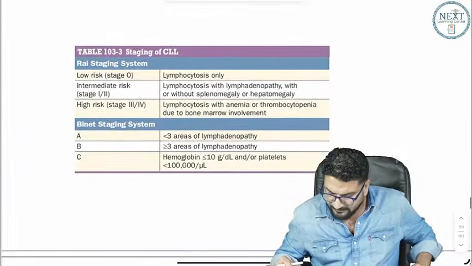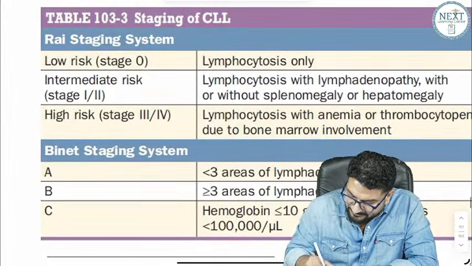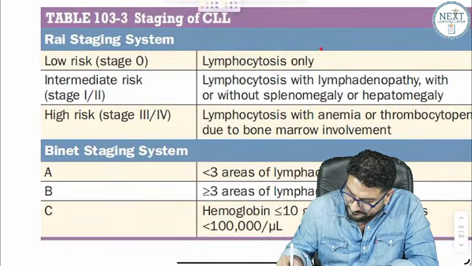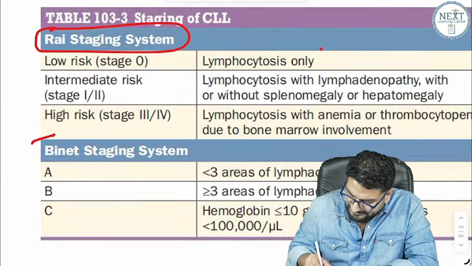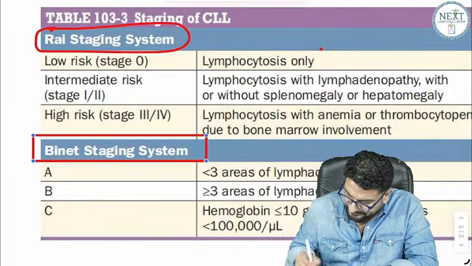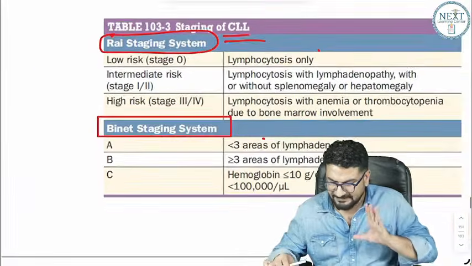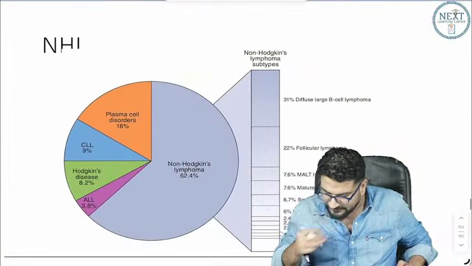Okay, then just remember the name of the staging system. This is called the Rai and Binet staging system. It is the staging system for CLL. Just remember the name. Okay, non-Hodgkin lymphoma we have discussed.